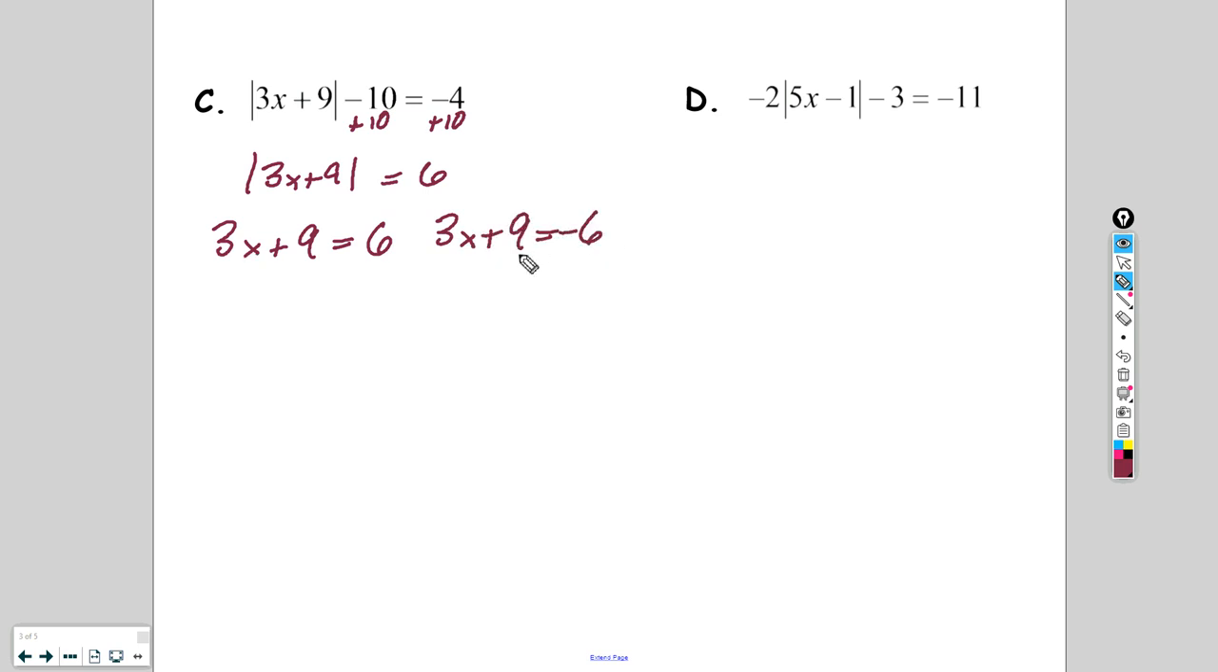And now we're just going to take those steps to solve from here. So subtract 9, and we get negative 3. Divide by 3, and we get negative 1. It's going to be the same steps here, so subtract 9 once again.